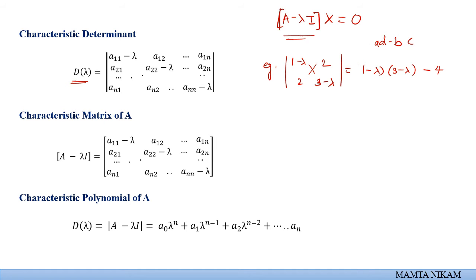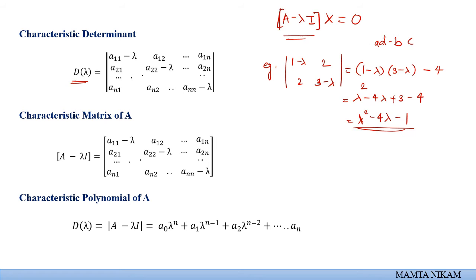And when you further evaluate this equation, this is going to be lambda square minus 4 lambda plus 3 minus 4, that is nothing but lambda square minus 4 lambda minus 1. What is this? This is nothing but a polynomial equation of order 2. Because it is a 2 cross 2 determinant, corresponding to a 2 cross 2 matrix basically, we will get a polynomial equation of order 2.